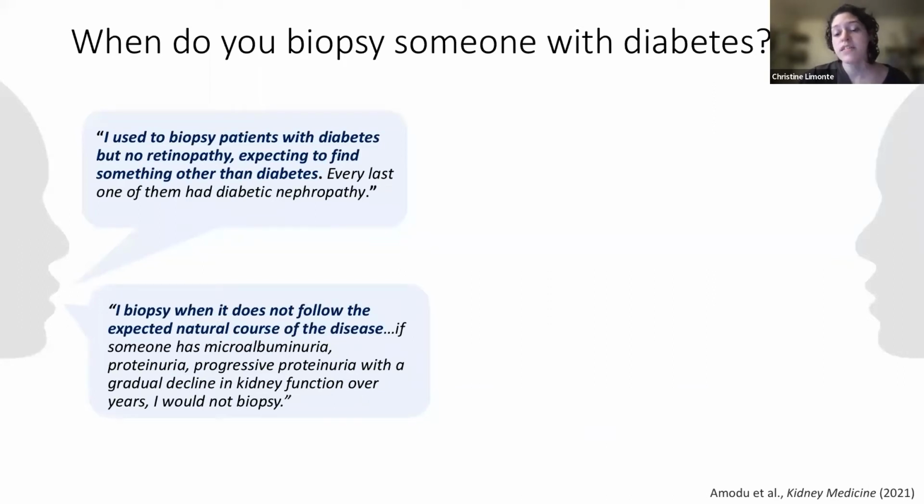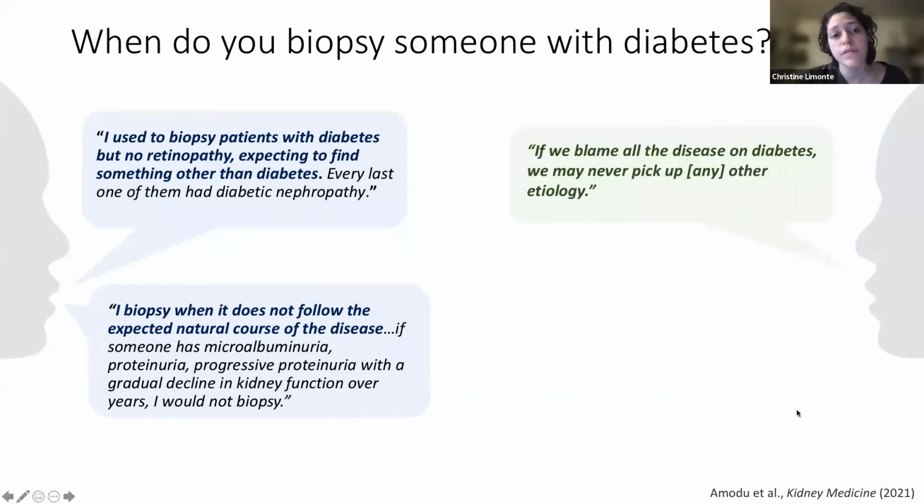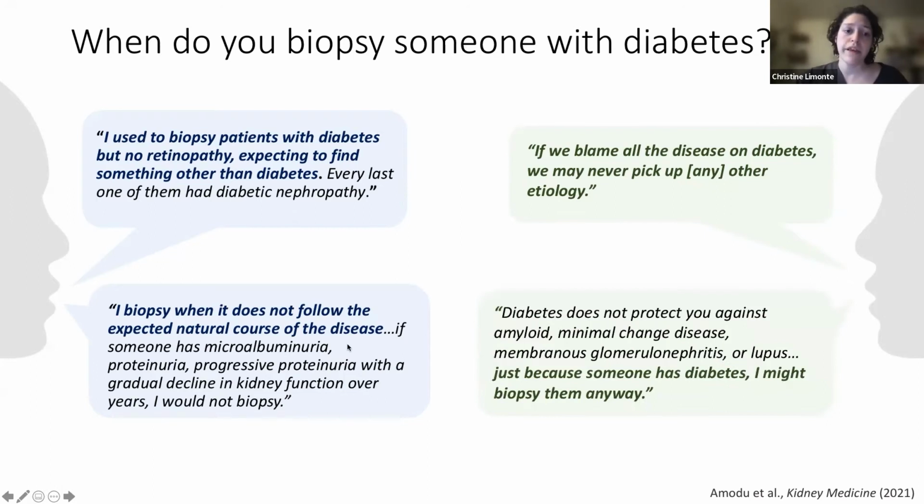In contrast, some nephrologists seemed inclined towards biopsy given the possibility of an alternative diagnosis. And they gave statements like, "If we blame all the disease on diabetes, we may never pick up any other etiology. And diabetes does not protect you against amyloid, minimal change disease, membranous GN, or lupus. Just because someone has diabetes, I may biopsy them anyway."